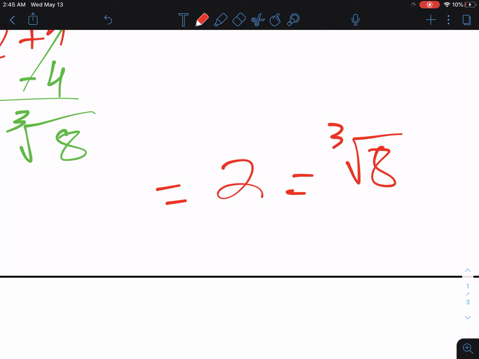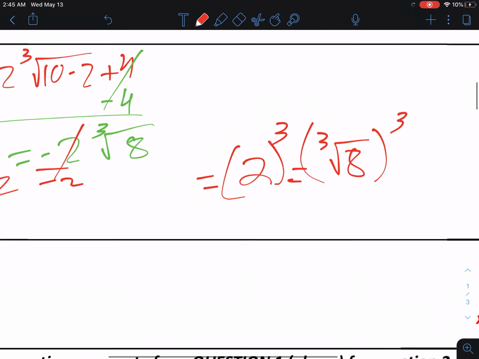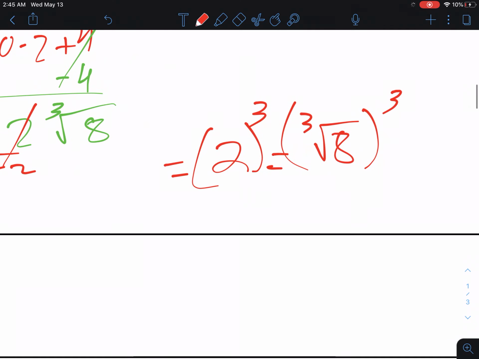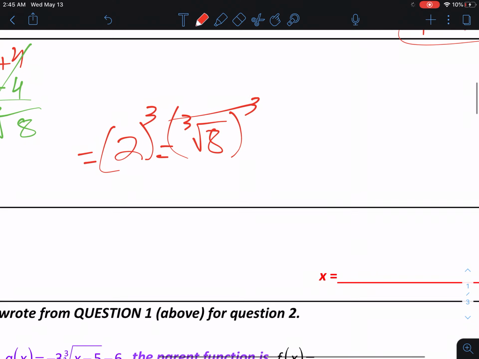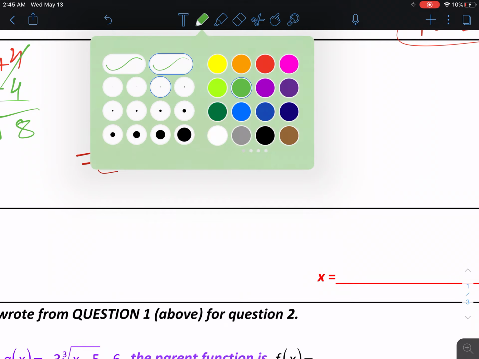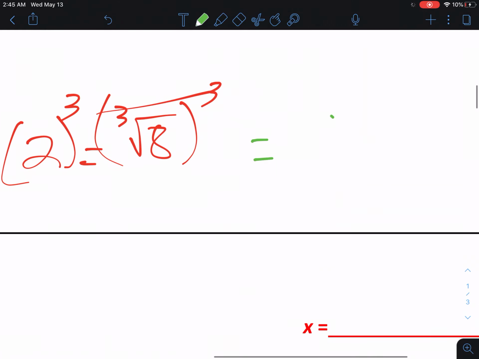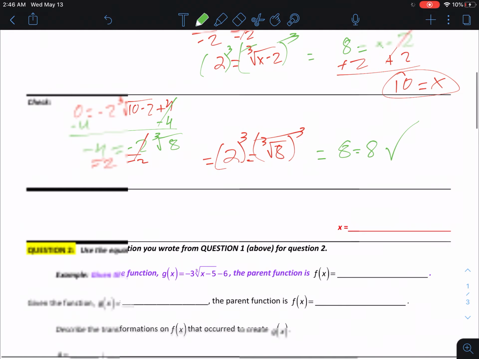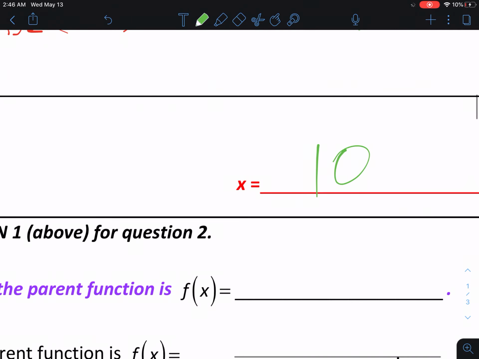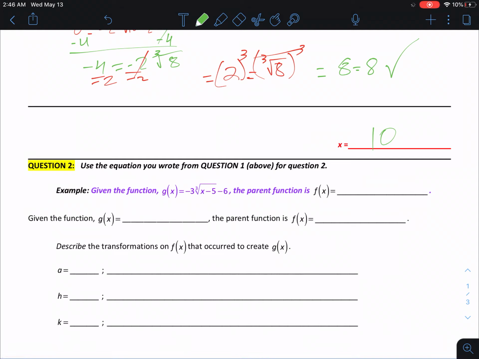And now we have to get rid of the cube root. So we raise to the power of 3. Then the 3's cancel out in the cube root of 8. So now 2 cubed equals 8, and 8 equals 8. So that shows that it's the correct answer, and x equals 10.